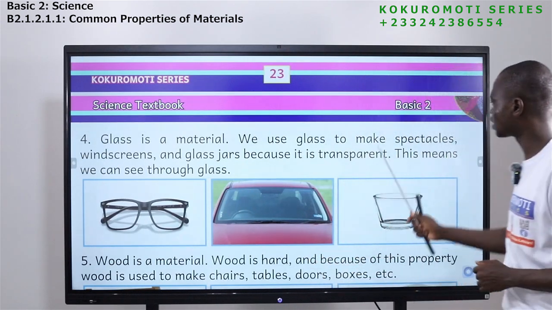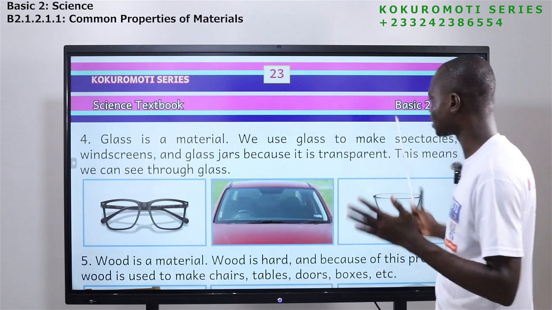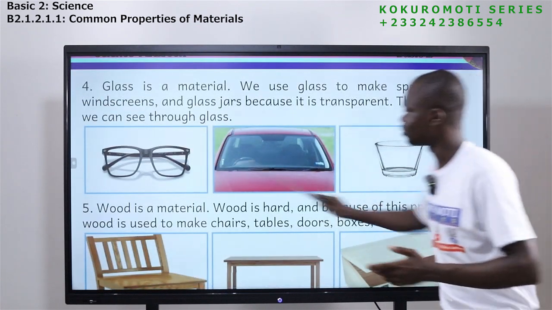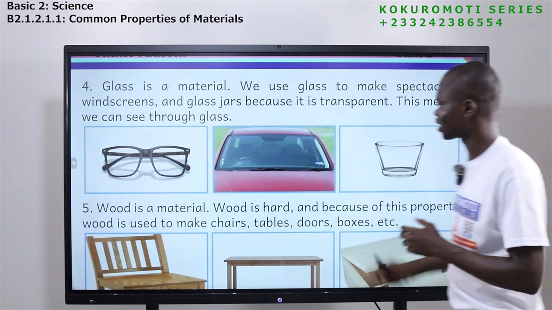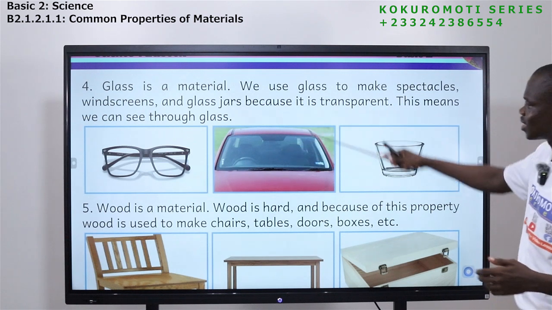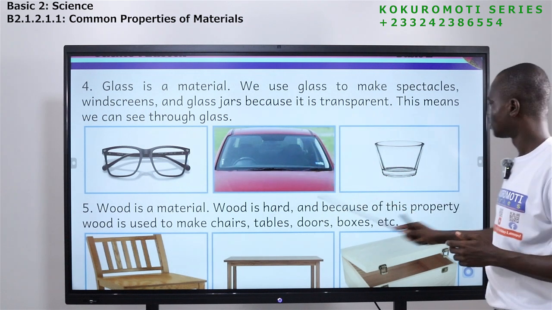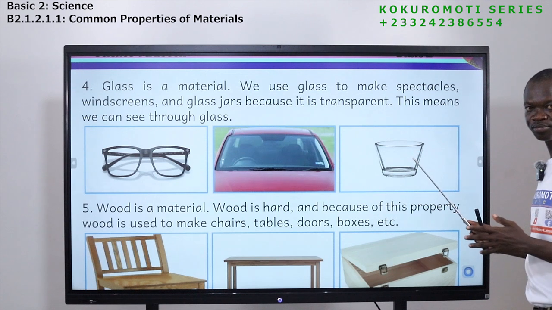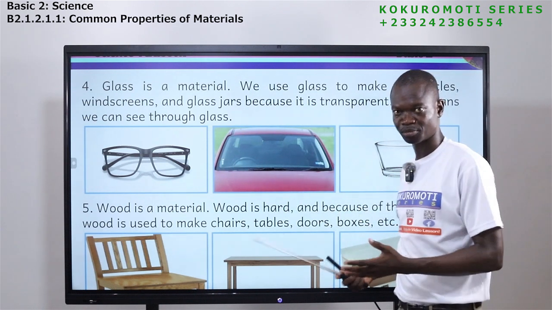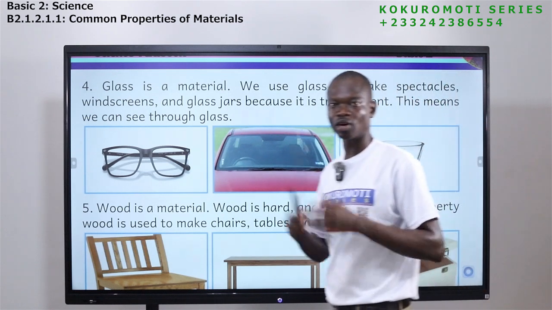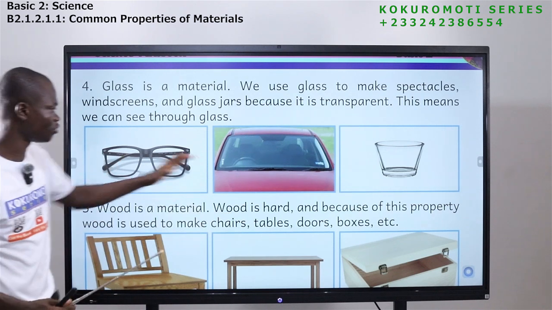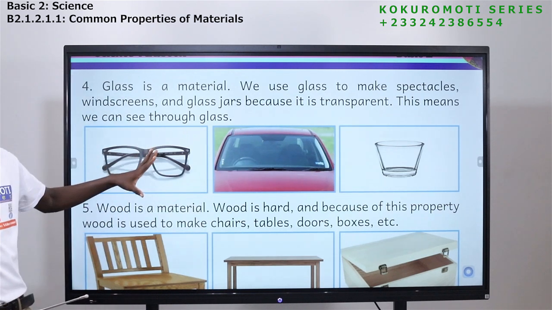A material. We use grass to make spectacles, windscreen, and grass jar because it is transparent, and this means we can see through grass. So if you look at the pictures here, look at this spectacle. This is the car. Look at the windscreen. The drivers and the passengers, they can see through this. And we have grass jar here. And all these things, we did not use wood. We use grass because grass has some properties. One of them is that we can see through them. They are transparent. That is why we use them to do these things.